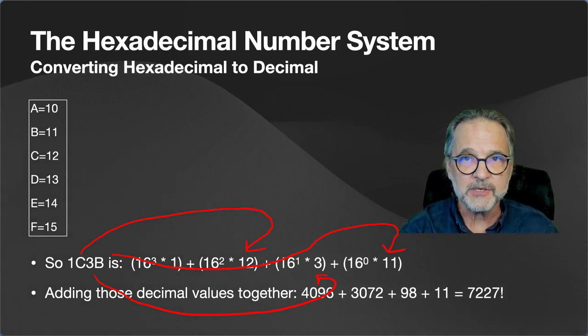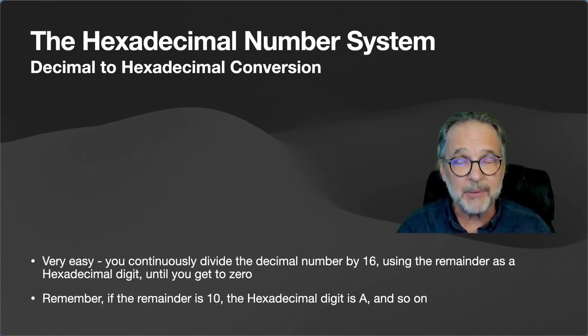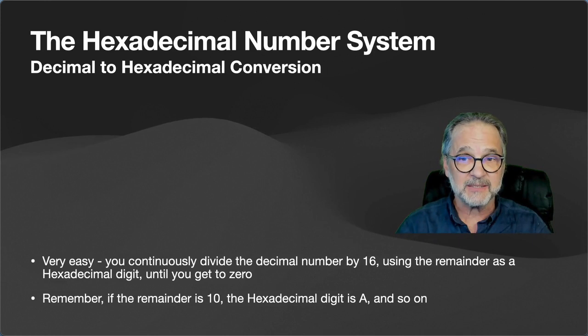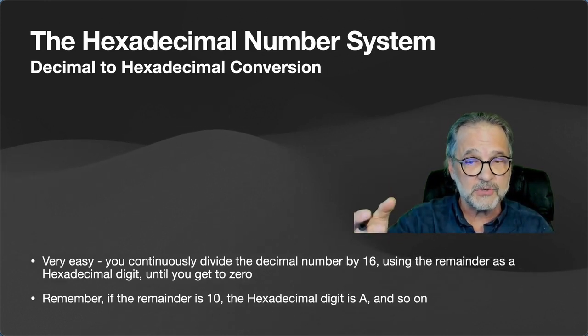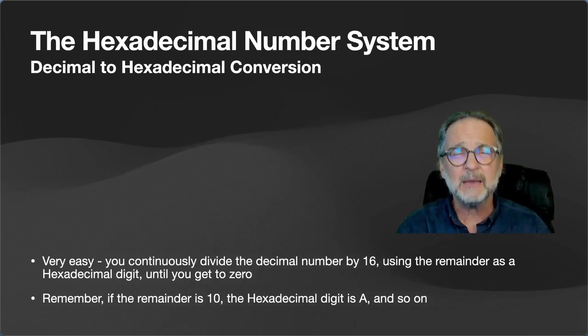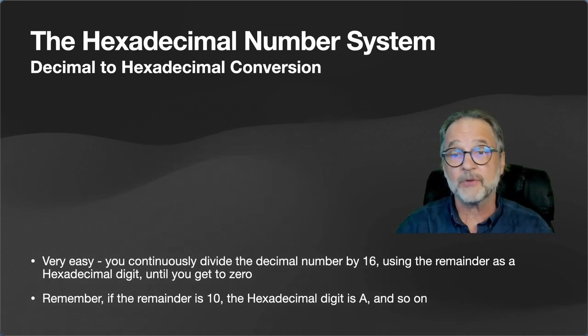They are from those positions. If you want to convert from decimal to hexadecimal, it's just like binary conversion, except this time instead of dividing by 2, you divide by 16. Now you take that remainder and you convert that to a hexadecimal digit. So in other words, if the remainder is a 10, you convert it to an A. If the remainder is a 15, you convert it to an F.